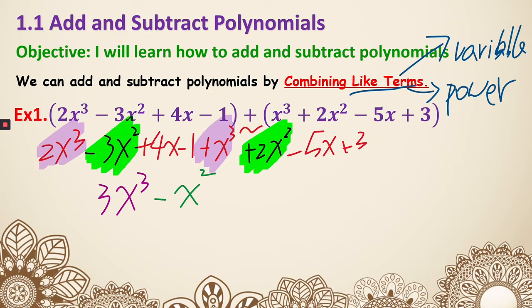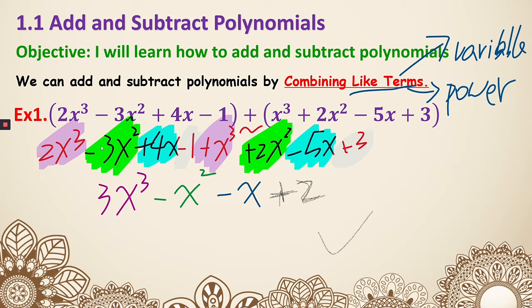And next, we have this plus 4x and this minus 5x. That together gives us minus x. And lastly, we have this minus 1 and this plus 3 on the end. That gives us a plus 2. Now that we check, we have x cubed in the front, then x squared, and then x, and then without the variable. It is in descending order and it's standard form. So we're done.